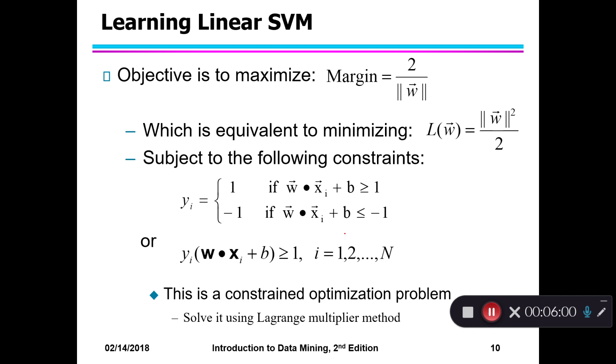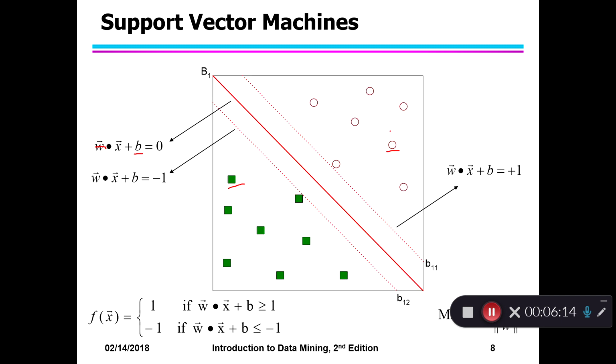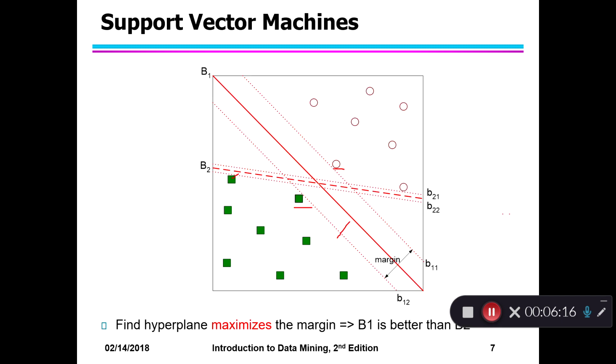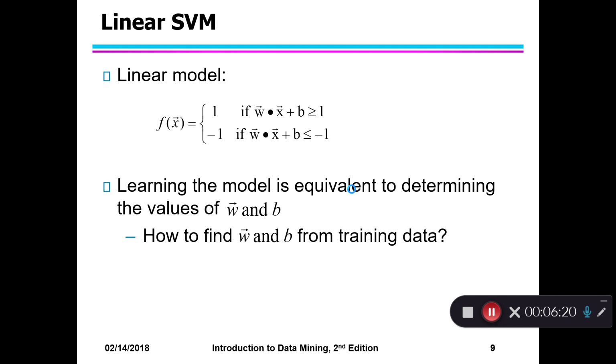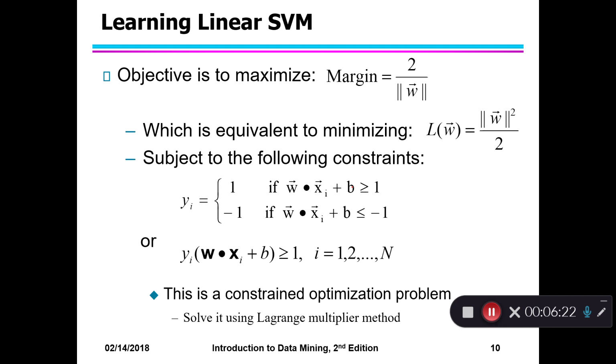To determine the values in the linear equation, we have to find the margin. This is the formula to find the margin, where if the width of the margin is greater, then the linear model will have the maximum margin. If it is less, it will have the minimum margin.